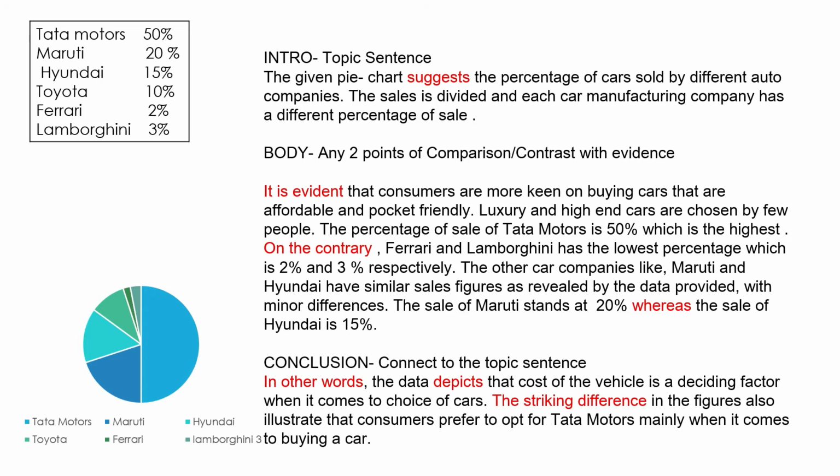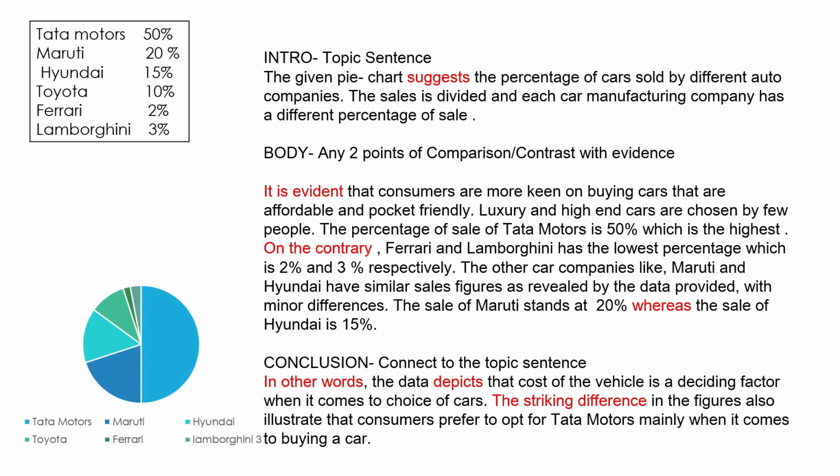This means that Hyundai and Maruti don't have a very noticeable difference, because the figure of Maruti is 20% and the sales of Hyundai is 15%. It means it's a very little difference between these two car companies. So now whatever I have stated, I am again giving the evidence. The sale of Maruti stands at 20%, whereas the sale of Hyundai is 15%.